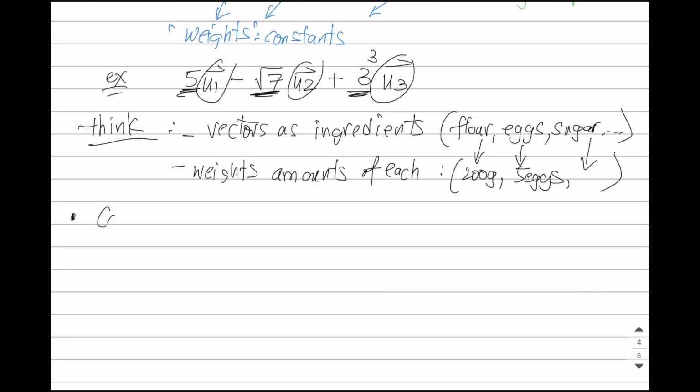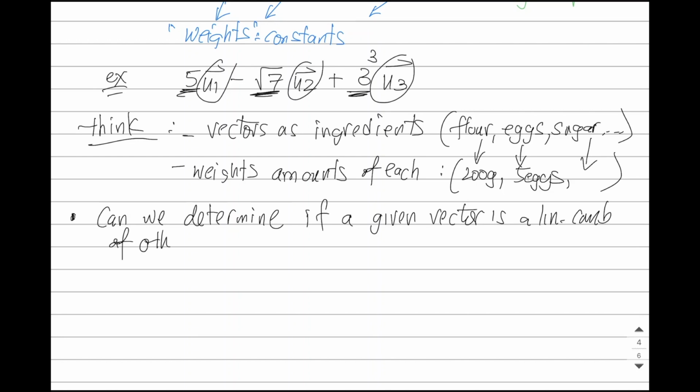Now, if I just want to bake a cookie, I'll tell you what ingredients, and I'll tell you how much of each, and then you'll go ahead and bake a cookie. You'll just add them all up, put it all together, and boom, there comes your cookie. But we want to go the other way. Can we determine if a given vector is a linear combination of some others?